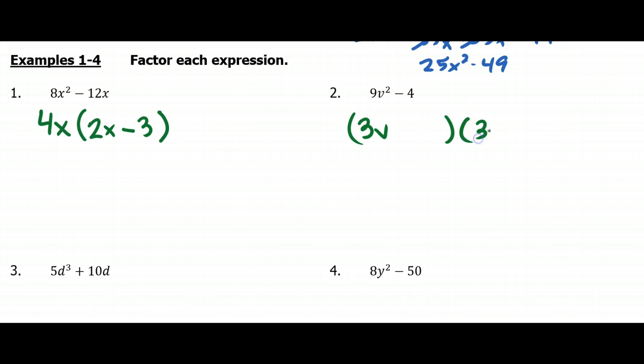So I know I can put that as my first term in two different binomials. And then 4 is also a perfect square. The square root of 4 is 2, so I know I'll have a 2 here and a 2 here. And that means I just need to put in my signs. When you're factoring a difference of squares, one sign will always be a plus and one sign will always be a minus. So this factors into the quantity 3v plus 2 times the quantity 3v minus 2.